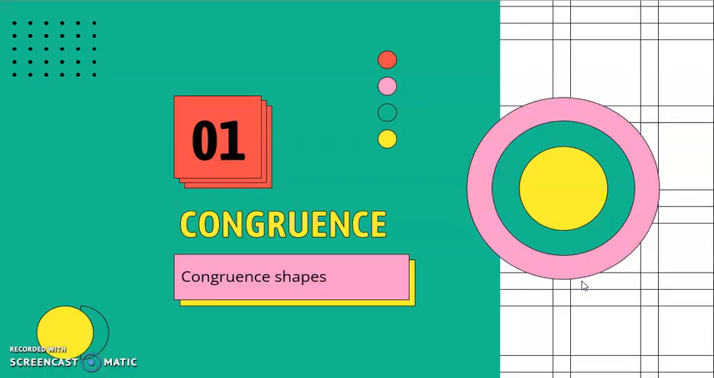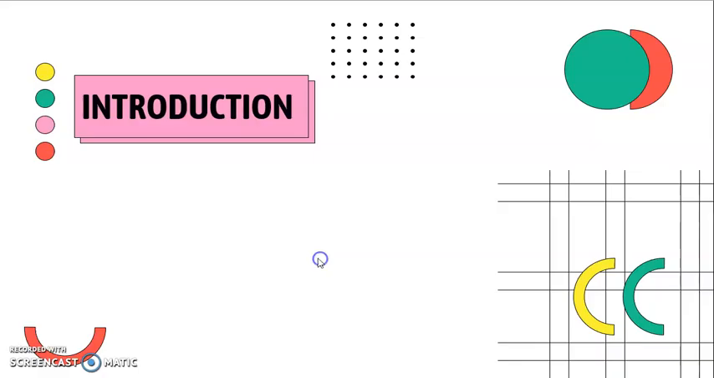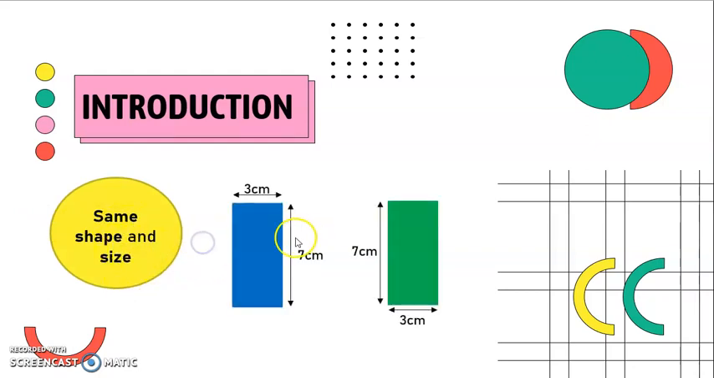So the first subtopic is congruence. What is congruence? Congruence is when you have the same shape and size. Okay, so for example, we have these two shapes. So these two shapes are rectangles. Since these two shapes have the same dimension or size, we can say that these two shapes are congruent.